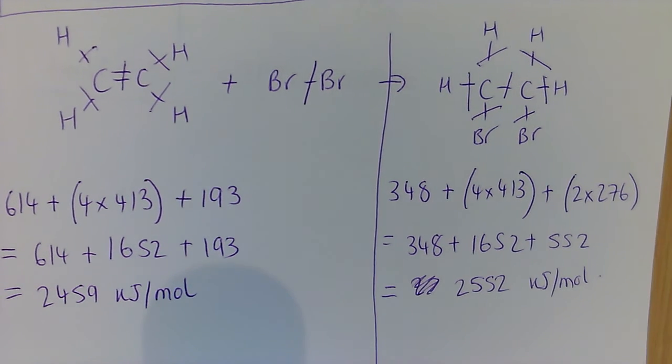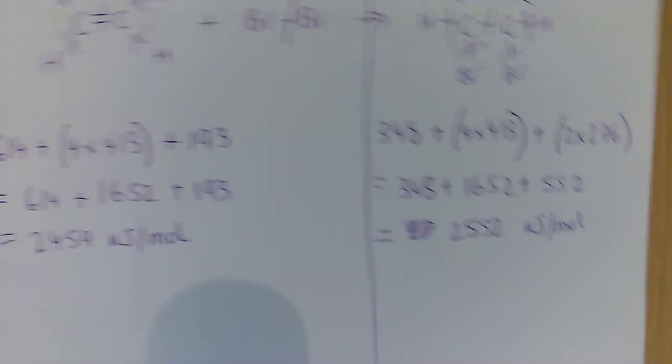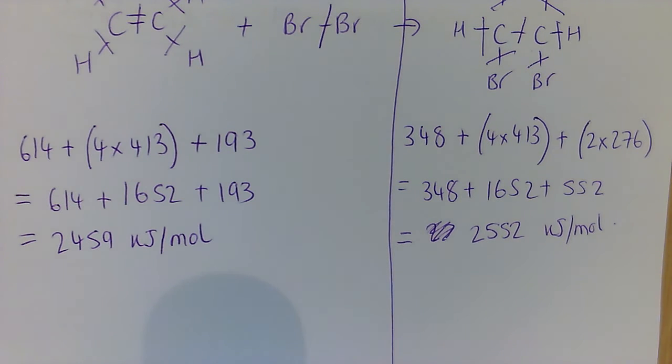Okay, so you should have got those two values. And like I said in the previous question, straight away I can see that the exothermic bond making side is a greater value than the endothermic bond breaking side. So straight away I can see that this is going to be an exothermic reaction overall.